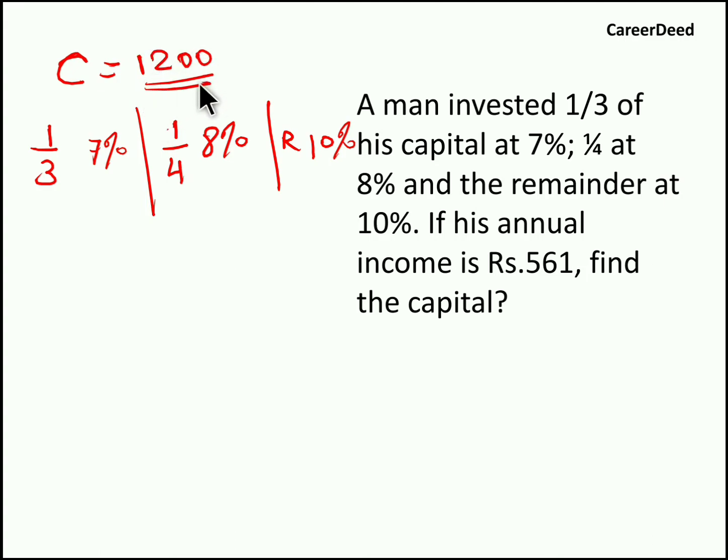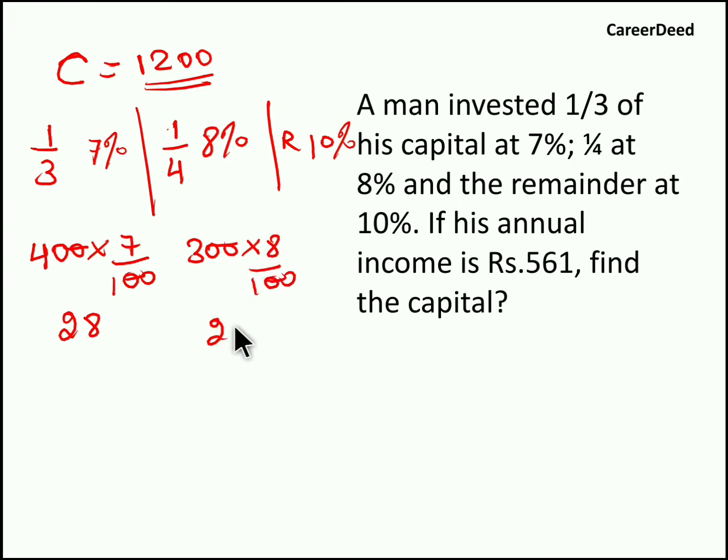Now, if the total investment is 1200 rupees, so this is our assumption, right? Out of this 1200, he invested 1/3 at 7% interest. So 1/3 of 1200 is nothing but 400. So for this 400, 7% interest is 28 rupees. So in 1 year, he will get 28 rupees. Then 1/4 of 1200 is 300. For this, it's 8% interest. So 3 8s are 24.